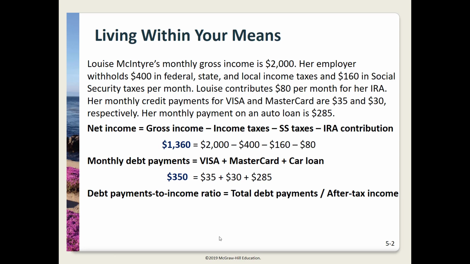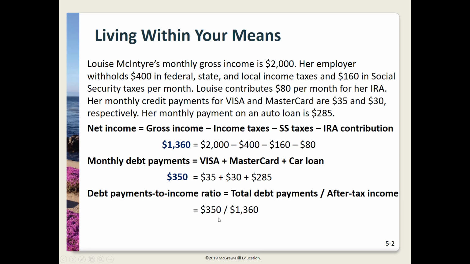Now, it's important to also understand what your debt payments to income ratio is. And so what we'll actually do is take our total debt payments that we calculated above and divide it by our after-tax income. And you'll notice that the language is not always exactly the same. Net income, after-tax income, take-home pay, they all mean the same thing. So it's really important that we understand the language and concepts and not expect it to be exactly the same. So when you talk to different people, they may call it different things.